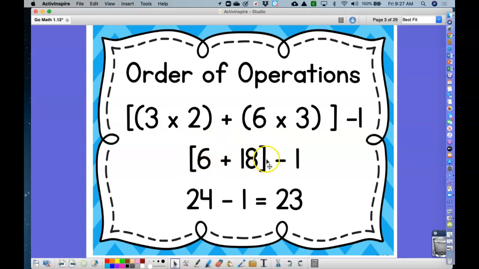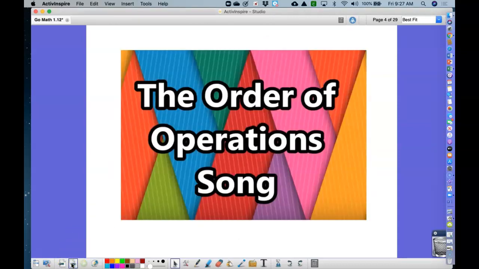Then I would need to work inside the bracket. 6 plus 18 is 24. Finally, I will subtract 1 to get 23. Let's take a look at a quick video that goes over the order of operations.